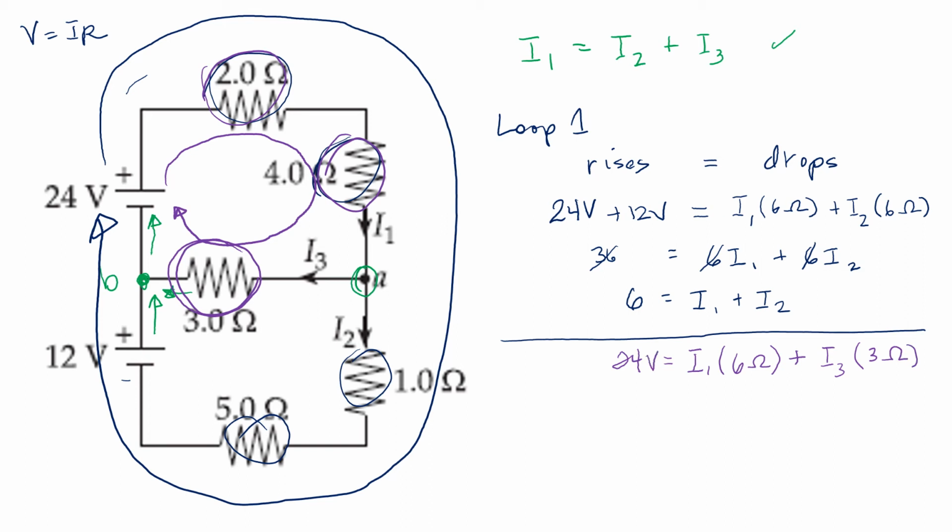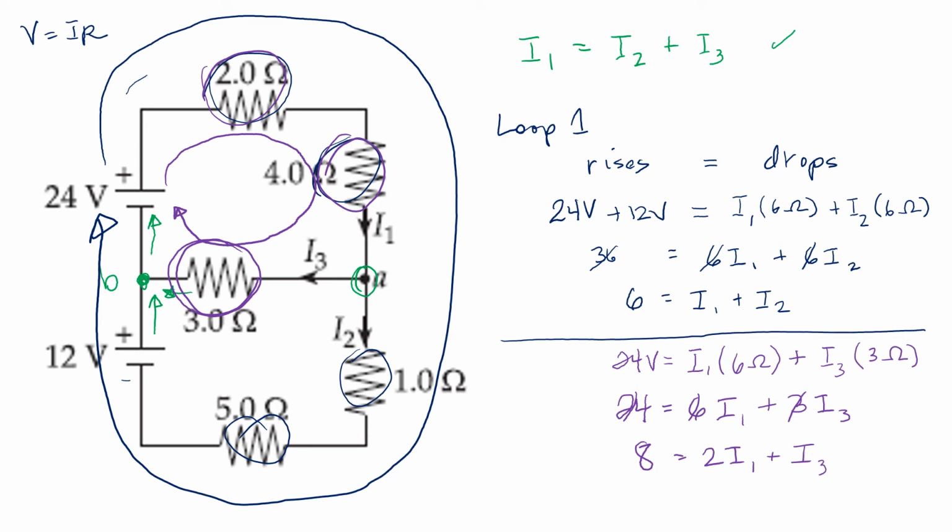Typically we're very picky about making sure units are there. We're going to simplify that for solving here. So we have 24 is equal to 6I1 plus 3I3, and I can simplify that. So 8 equals 2I1 plus I3. So I have these equations. I have I1 equals I2 plus I3. I have 6 equals I1 plus I2. And I have 8 equals 2I1 plus I3.